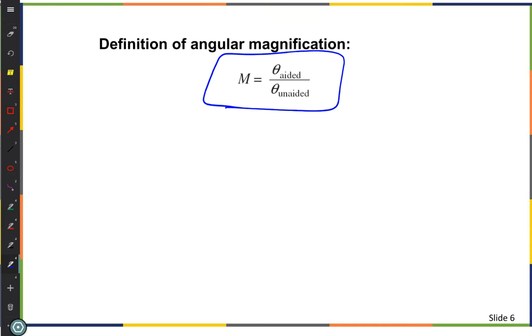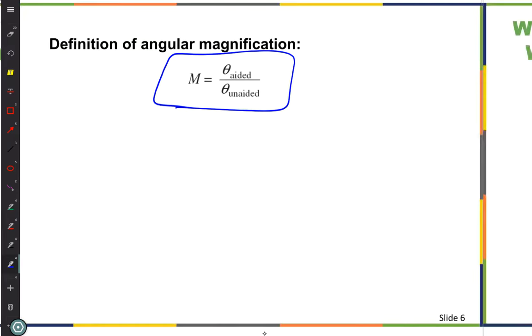So it's the angle that the object would make if it was viewed with the unaided eye. That is just your eyeball looks at the object. What angle does it make? Divided by the angle that it makes, or I put that backwards. It's the angle it makes with your magnifier divided by the angle it would have made by itself, unaided by itself. So that's the angular magnification.